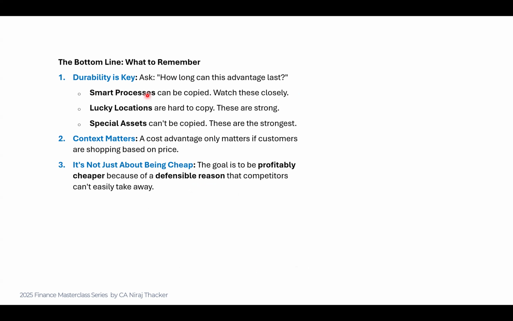So the bottom line is durability is the key. Smart process can be copied. Watch this closely. Lucky locations are hard to copy. These are strong. Special assets can't be copied. These are the strongest. So out of three, the strongest is special asset because that cannot be copied. So when you get three options, you get three stocks. Okay. You find three stocks.